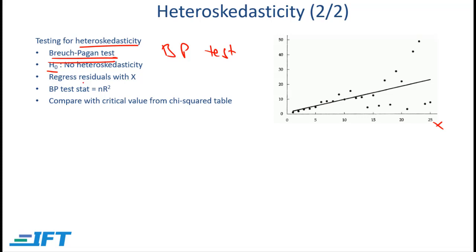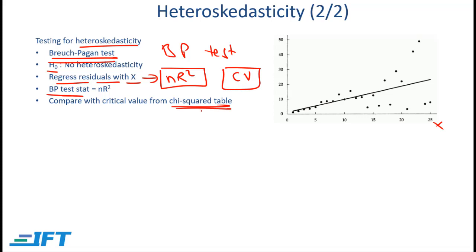With the Breusch-Pagan test, we regress residuals on x. So we take each of these residuals and the residual amount is regressed against the x variable. The Breusch-Pagan test statistic then is the R squared that we get from this regression, and that R squared is multiplied by N, which is the number of observations. So this gives us a BP test statistic. The BP test statistic is compared with a critical value. That critical value is obtained from the chi-squared table.